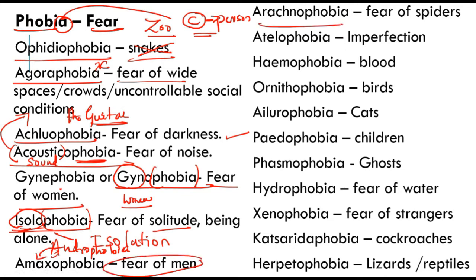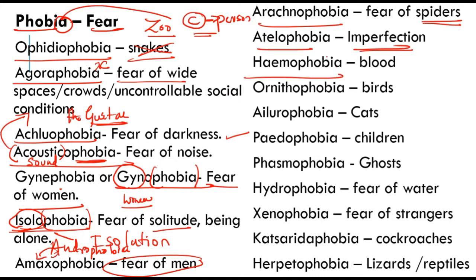Next word, arachnophobia, fear of spiders. Atelophobia, fear of imperfection. Always you have this feeling it's not perfect, it has to be better. You're so afraid of being imperfect, maybe in terms of your grooming, your looks, the way you do things, the way you walk, you speak. You can actually call it atelophobia.